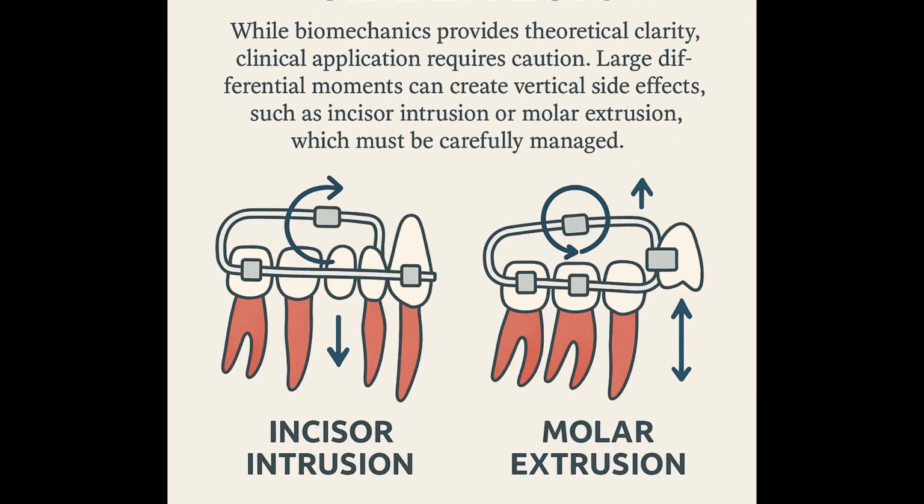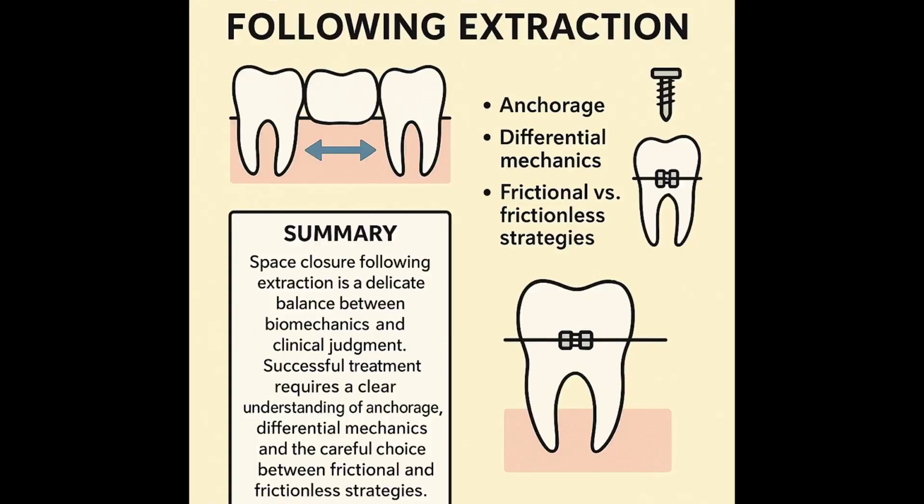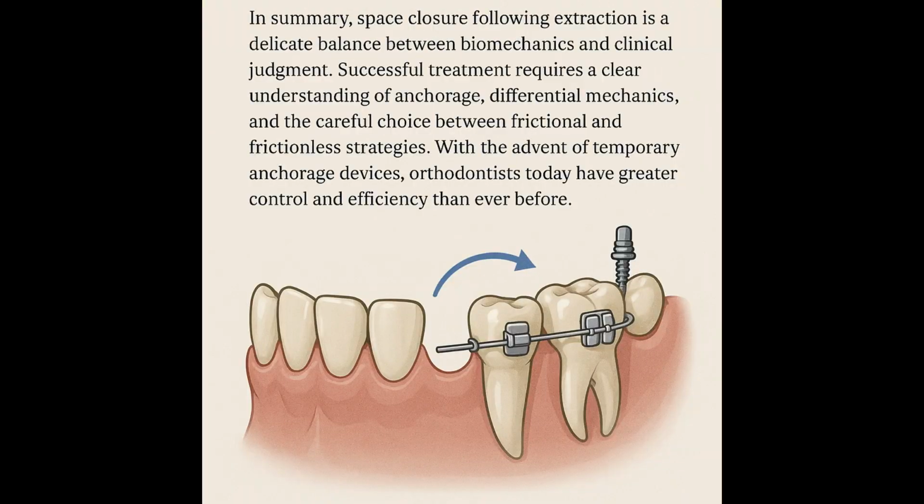In high-angle patients, for example, unwanted vertical changes may exacerbate facial aesthetics. Auxiliary appliances, such as high-pull headgear, may therefore be necessary to counteract these effects. In summary, space closure following extraction is a delicate balance between biomechanics and clinical judgment. Successful treatment requires a clear understanding of anchorage, differential mechanics, and the careful choice between frictional and frictionless strategies. With the advent of temporary anchorage devices, orthodontists today have greater control and efficiency than ever before.